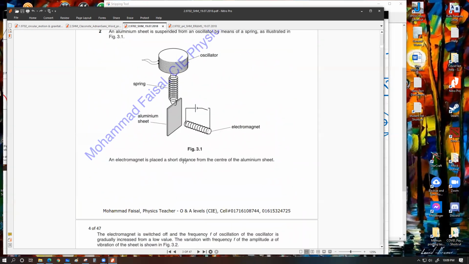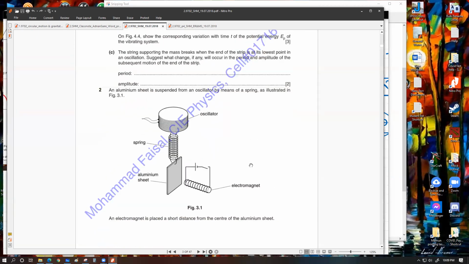An electromagnet is placed at a short distance from the center of the aluminum sheet. আচ্ছা, প্রথমে বলছে an aluminum sheet is suspended from an oscillator by means of a spring as illustrated in figure 3.1. এটা হচ্ছে আমাদের oscillator. Oscillator মানে হচ্ছে there is a certain sort of a solenoid which can move up and down depending on what frequency of current you feed in this wire. This is a mechanical vibration machine where you can control the frequency of the vibration.